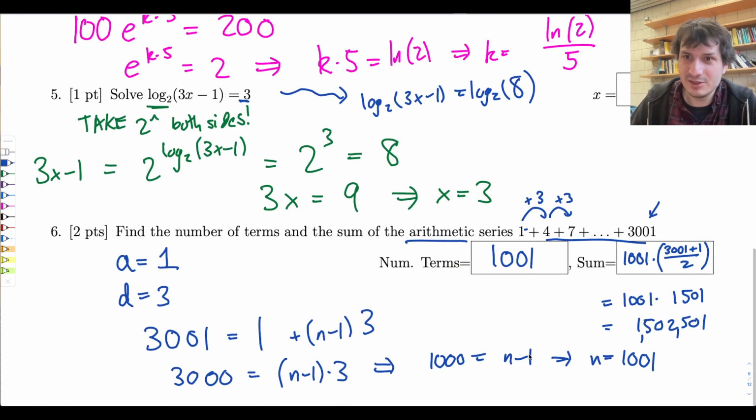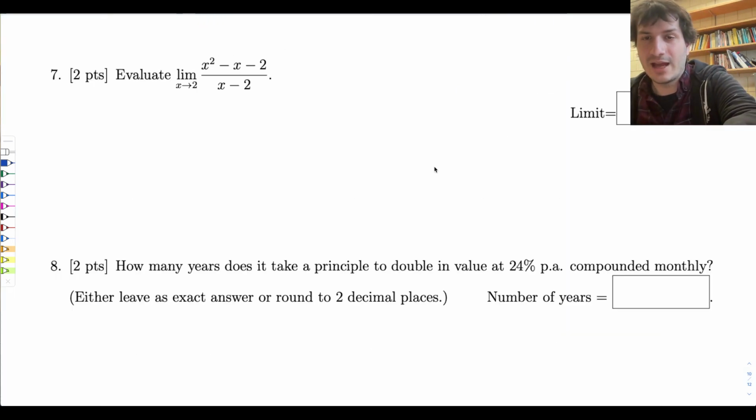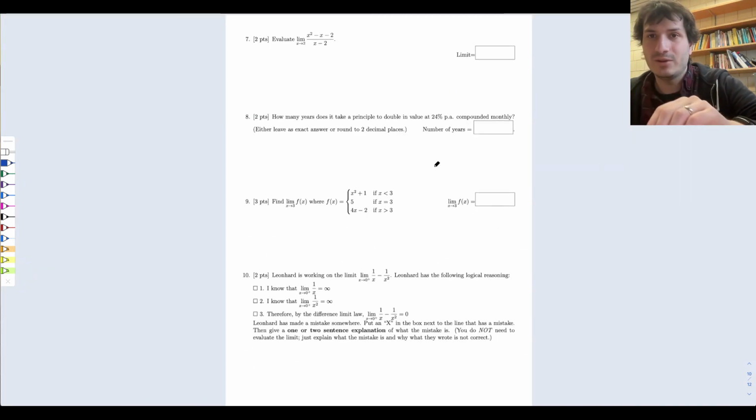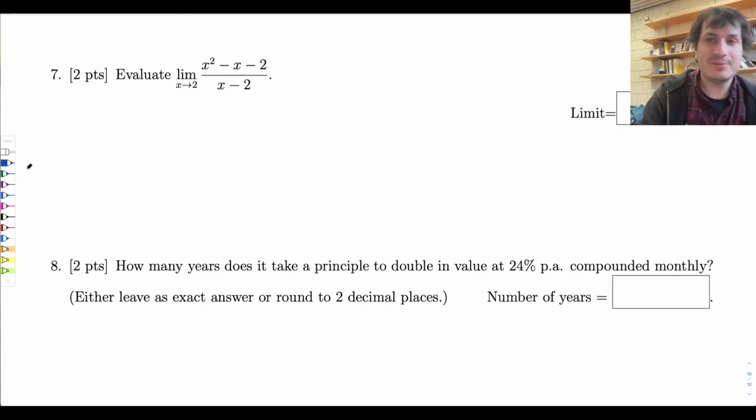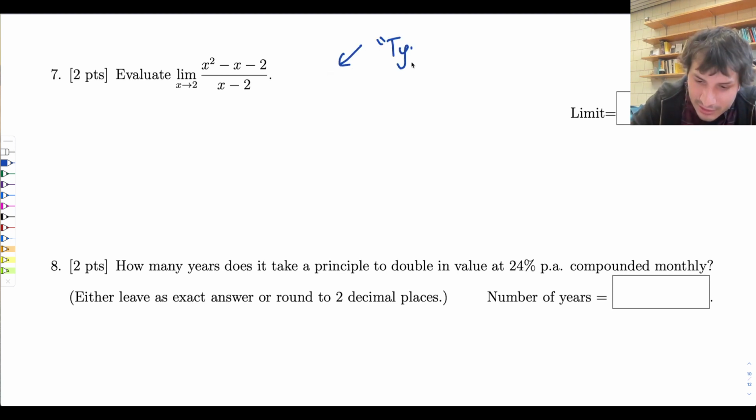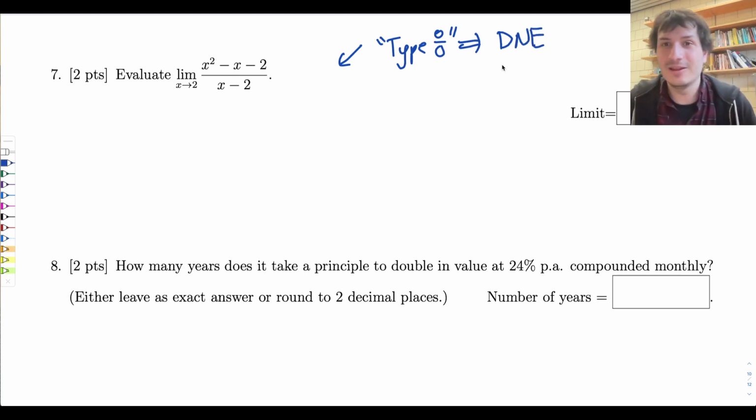Okay, question 7 on the next page. This one was pretty well done for the most part. I think everybody who knew what they were supposed to do nailed it. And the most common mistake, if you avoided this mistake, I think you did quite well, is to notice that this is type 0 over 0. And a lot of people said type 0 over 0 and therefore does not exist. If you wrote type 0 over 0 and you said therefore it does not exist, then you got 0 marks on this question. And that's not great because it was 2 marks.